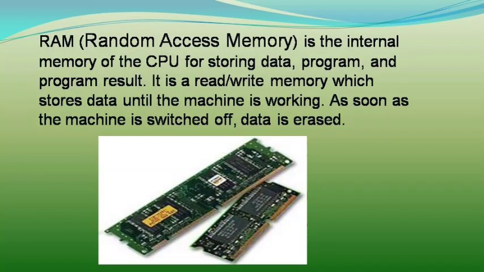What is the expansion for RAM means? Random access memory. It is the internal memory of the CPU for storing the data, program and program result. It is a read-write memory, so we can read data from this memory and also we can write some information into this memory, which stores data until the machine is working. As soon as the machine is switched off, data will be erased.